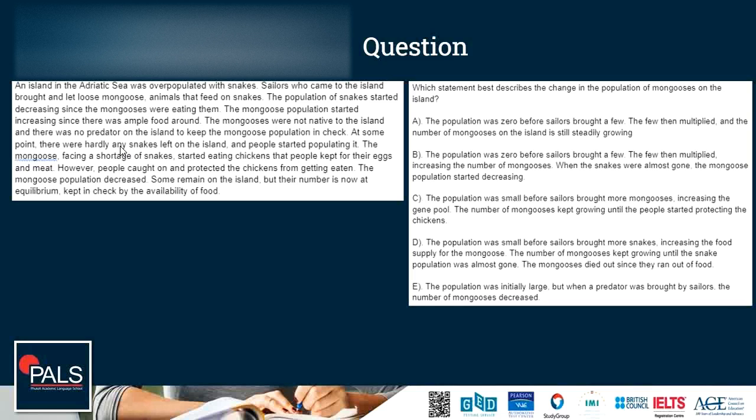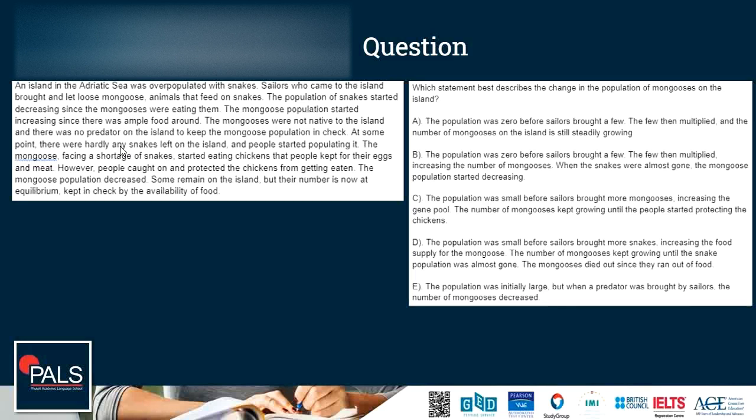A: The population was 0 before the sailors brought a few. The few then multiplied, and the number of mongooses on the island is still steadily growing. B: The population was 0 before sailors brought a few. The few then multiplied, increasing a number of mongooses. When the snakes were almost gone, the mongooses population started to decrease. C: The population was small before sailors brought more mongooses, increasing the gene pool. The number of mongooses kept growing until the people started protecting the chickens.